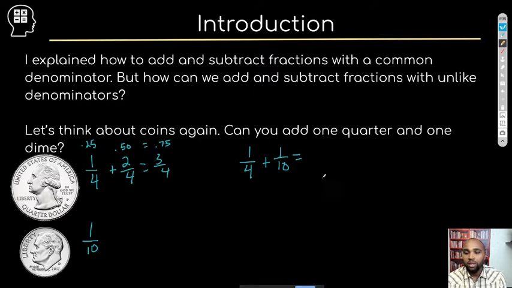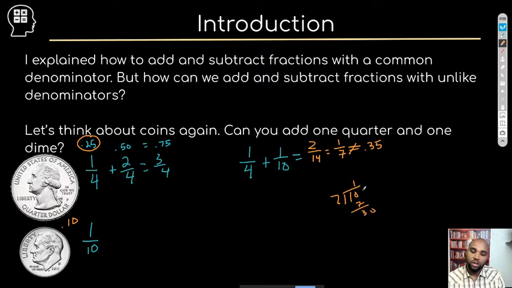Our tendency may be just to add, as we've done before, and go 1 plus 1 is 2, 4 plus 10 is 14. And we can reduce that by dividing both by 2 and get 1/7. But that does not give us the correct decimal of 25 cents plus 10 cents, because we know that that's 35 cents. And this is not going to equal 35 cents, because 35 cents is going to be closer to something like 1/3. So 1/7 is going to be 1 divided by 7.